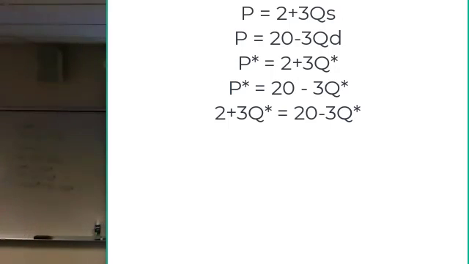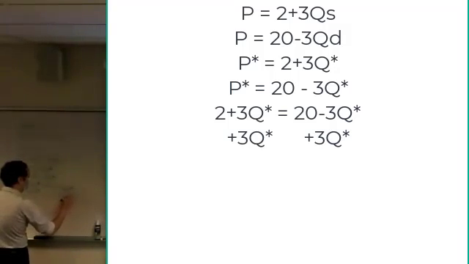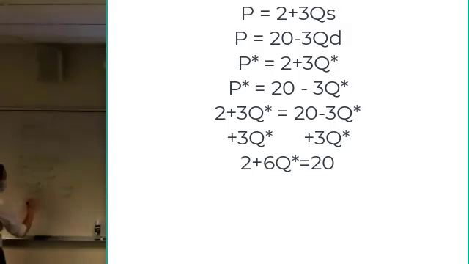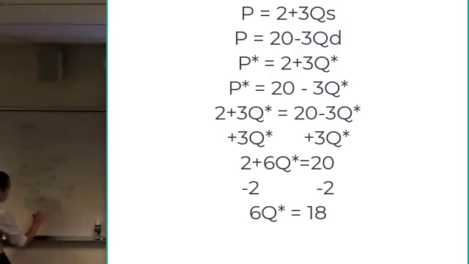This is just some pretty basic algebra, so we can add 3 Q star to both sides. Now we get 2 plus 6 Q star is 20. We can subtract 2 from both sides. We get 6 Q star is 18. And then we can divide by 6 to get that Q star is 3. We have an equilibrium quantity of 3.